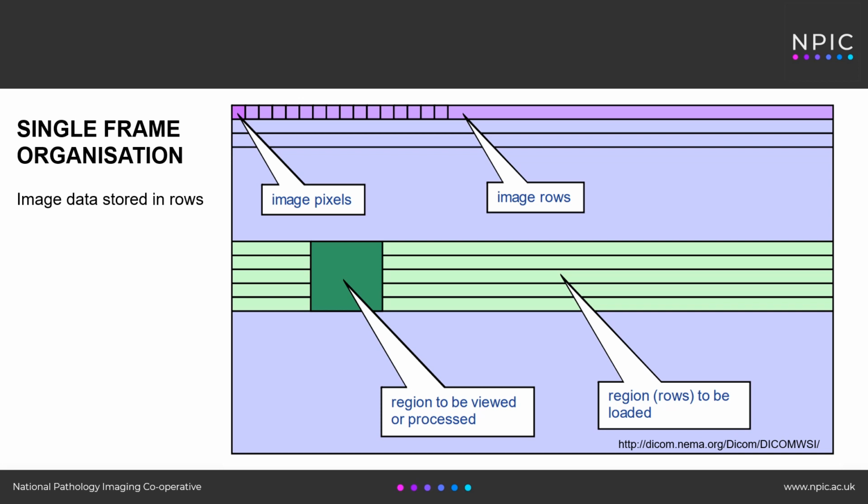To view a small portion of the image, demonstrated here by the dark green square, a much larger portion of the image must be loaded, demonstrated by the light green rows. So although we're only looking at a portion of each of those rows, the entirety of the rows must be loaded in order to access that small dark green square of pixel data.